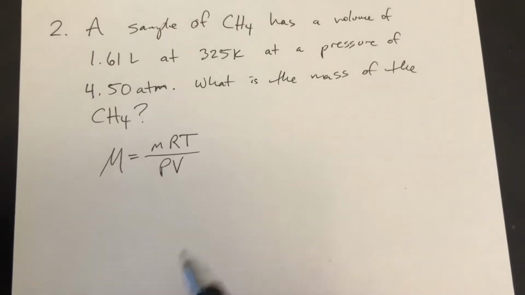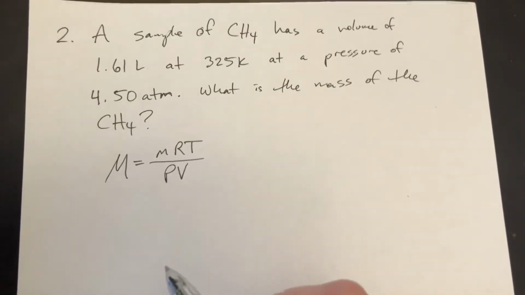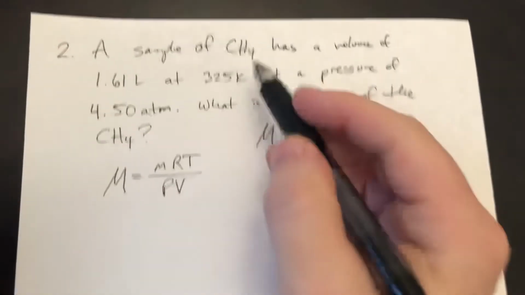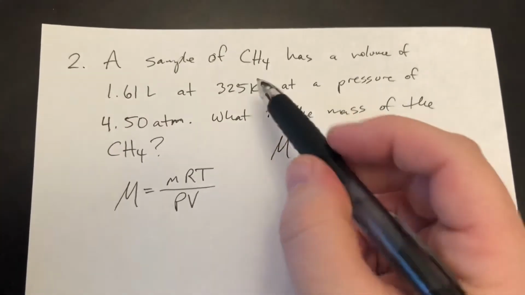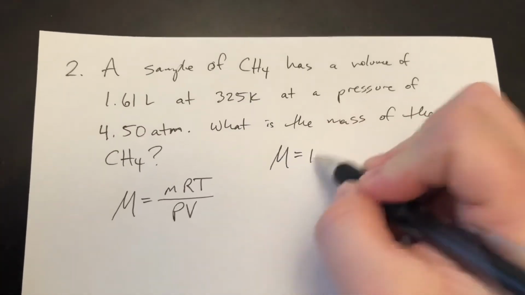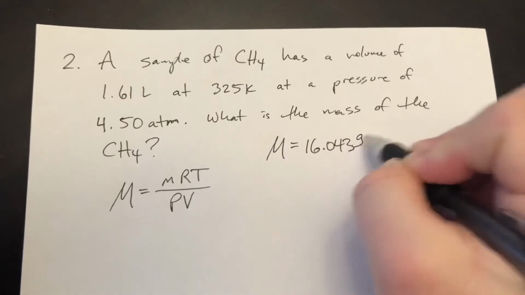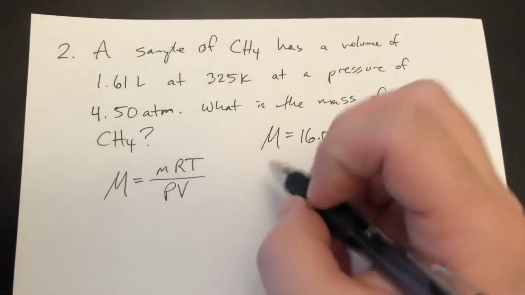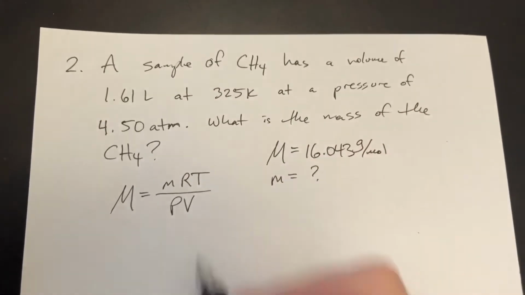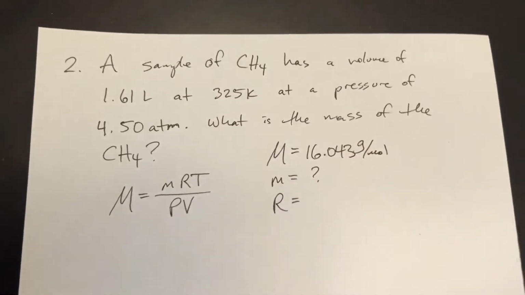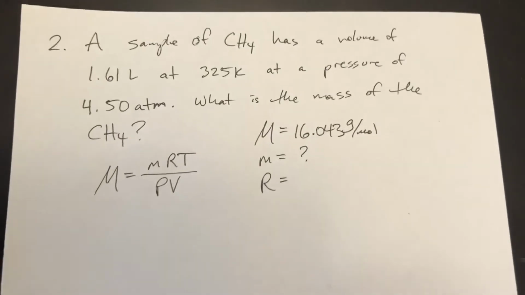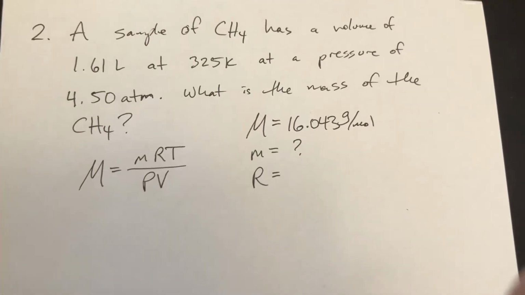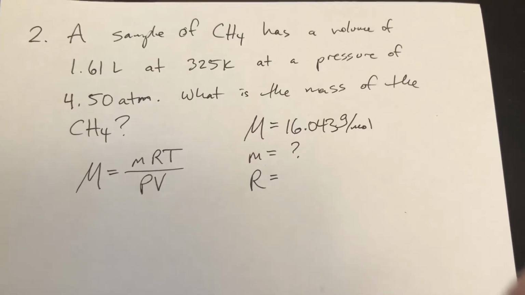Okay? So let's do a little inventory of what we've got. The capital M is the molar mass. Well, we know the formula and we can use the periodic table. If you add up a carbon and 4 hydrogens, it comes out to 16.043 grams per mole. Okay, molar mass. Little m is what we're solving for. R, we have a couple options. We have the 0.0821 liter atmospheres per mole Kelvin. We also have 62.4 liter millimeters of mercury per mole Kelvin.